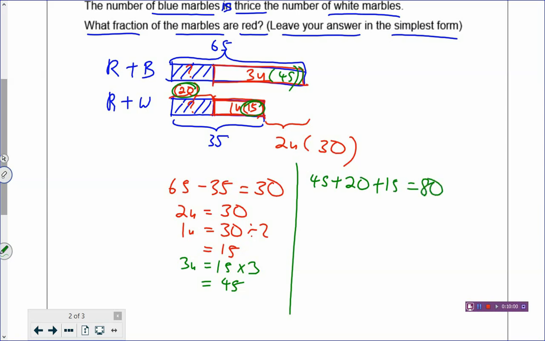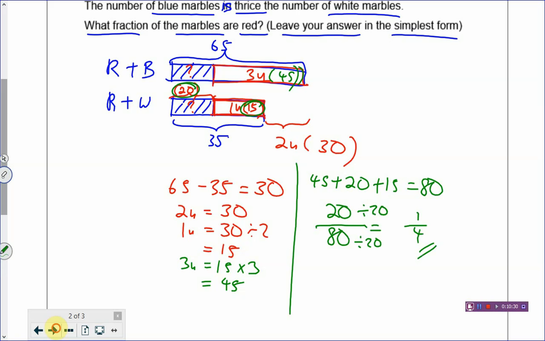But the question asks you for a fraction. So what fraction of the marbles, which is all 80 marbles, are red? So how many marbles are red? You can see that there are 20 red. So you have 20 over 80, and then simplest form. You divide by 20, divide by 20, and get 1/4. So 1/4 of the marbles are red. So that's how you apply model sharing onto this question if you see a repeated person or a repeated type.